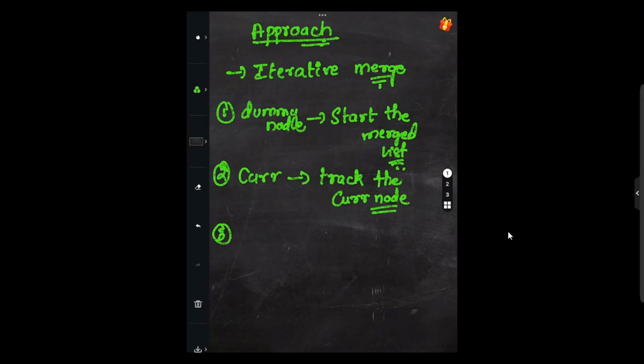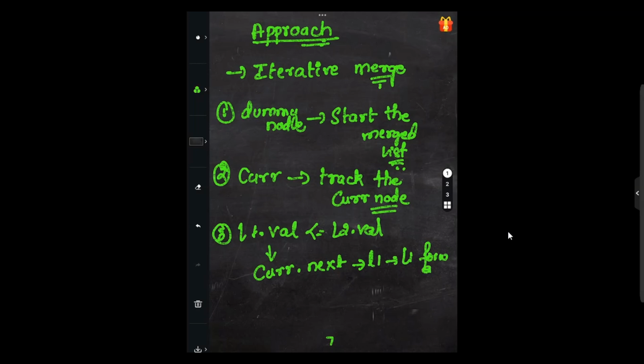The third step is we have to compare the two nodes from both the lists. We have list 1 and list 2. Suppose the value of L1, nothing but list 1, is less than or equal to the value of list 2, then we link current.next to L1 and we move L1 forward. This is what we'll be doing.